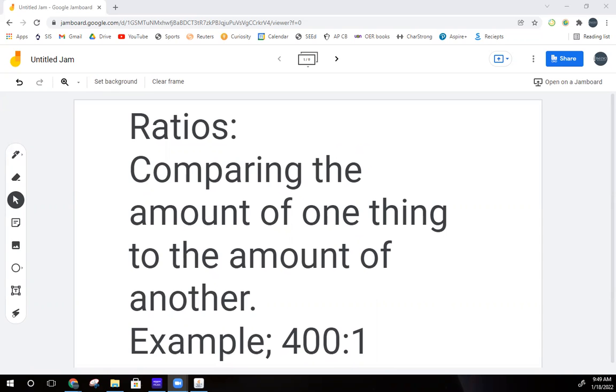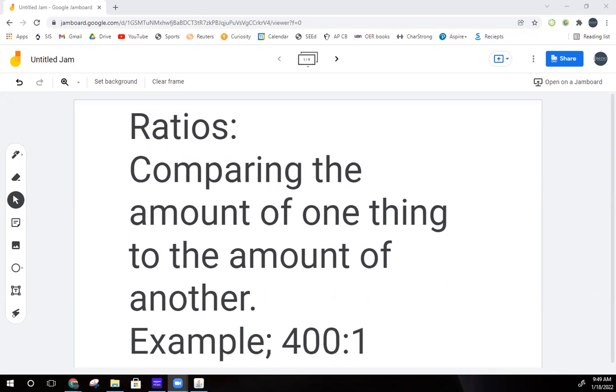Let's get started today. We're going to be talking about mole ratios and the ratios of chemical reactions. This is stoichiometry part 4. So hopefully you are ready to go.